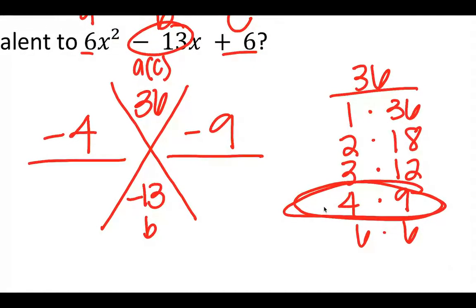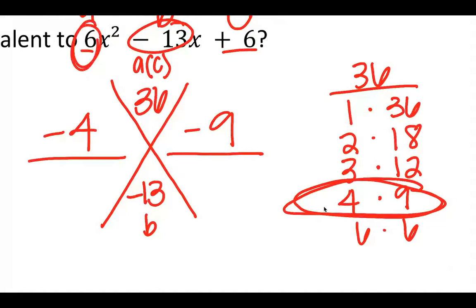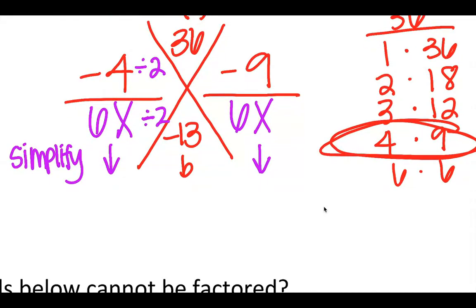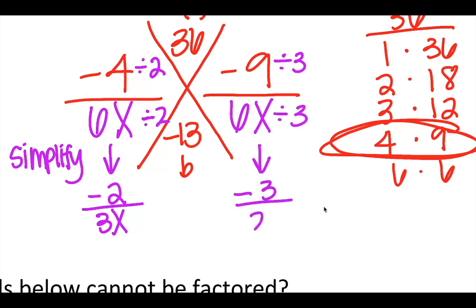And then I always divide by my a. So this is step 2, divide by my a, and then whatever my variable is, so x. Then you're going to simplify your fractions. I'm going to divide this top and bottom by 2. And again, Desmos will do this for you. So negative 2 over 3x. And this one I'm going to divide by 3. That's the greatest common factor between those. And I've got negative 3 over 2x.